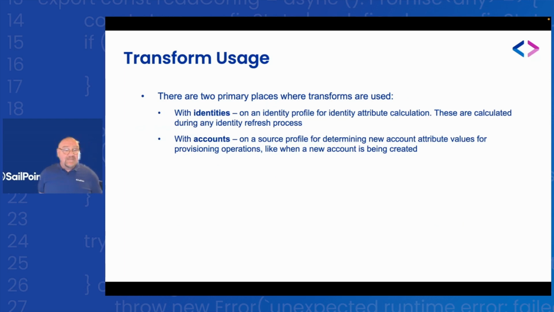So there are two primary places where we actually use transforms. The identities on the identity profile, and those are used to calculate what the attribute values are, and it's usually refreshed on the identity refresh process. Also, we use them on accounts, normally used for creating new accounts on the account creation policy.